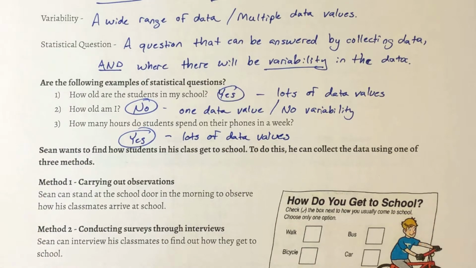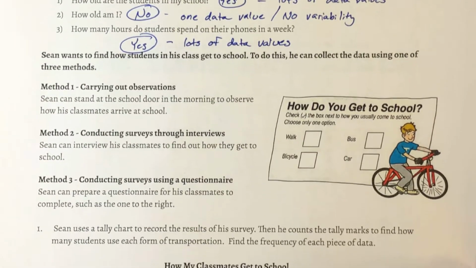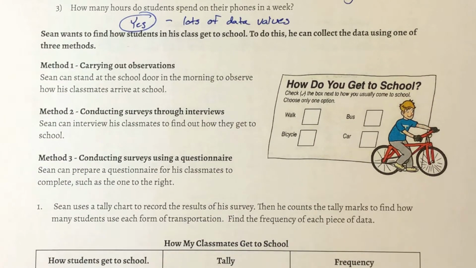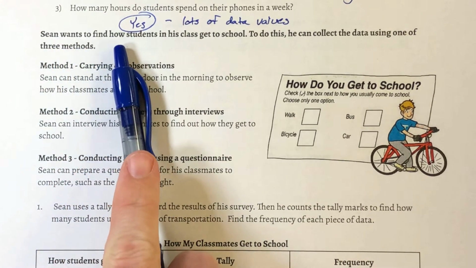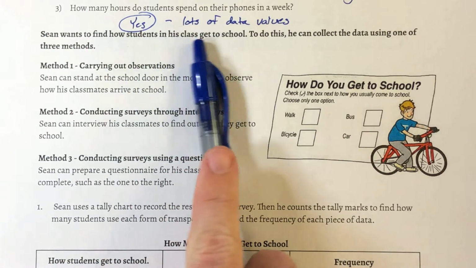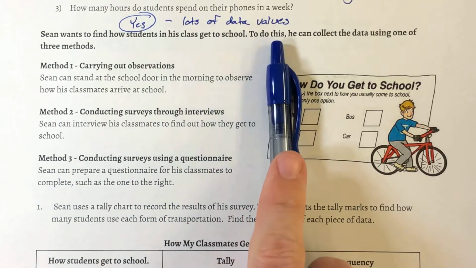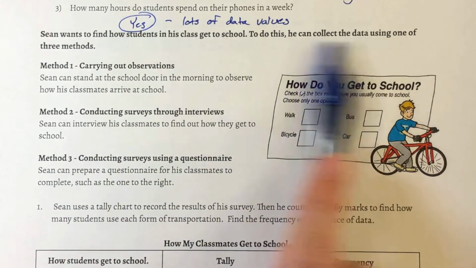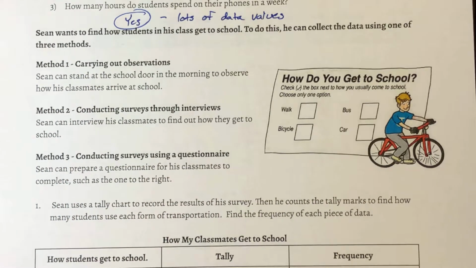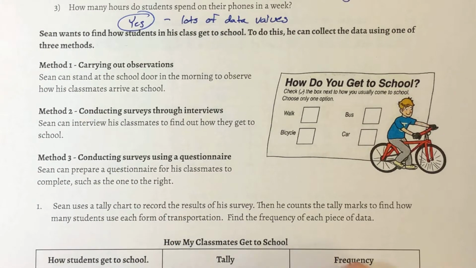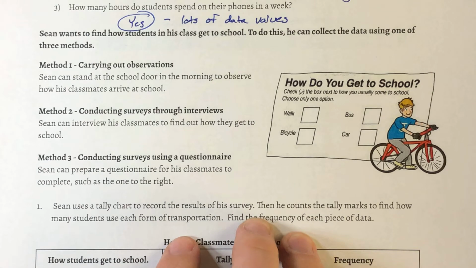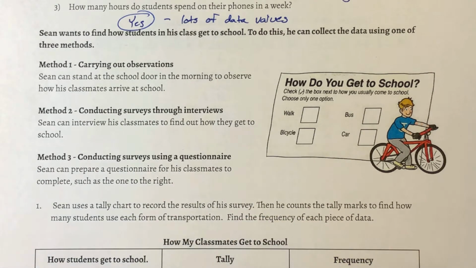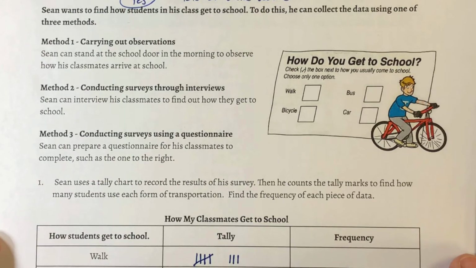All right. We have a scenario that we're going to look at. So, Sean wants to find out how students in his class get to school. To do this, he can collect data using one of three methods. Now, just because you can collect data using whatever method doesn't mean it's good or reliable. So let's go through a few methods that Sean is looking at.